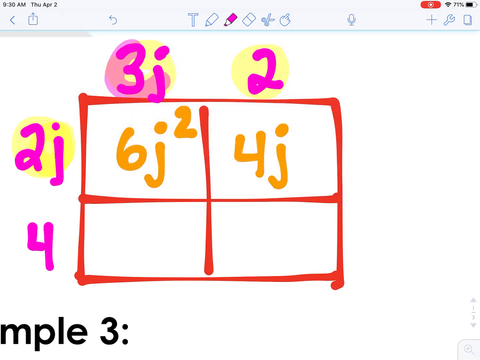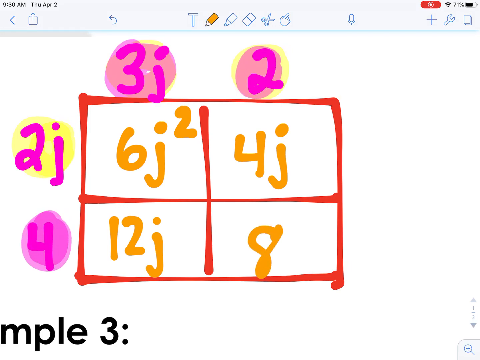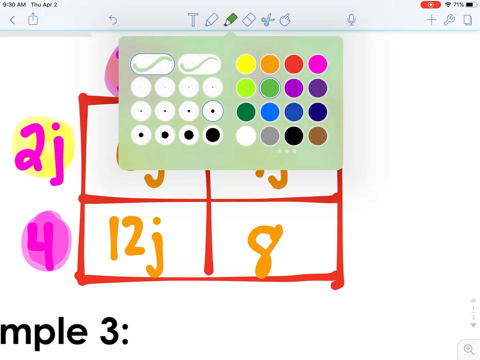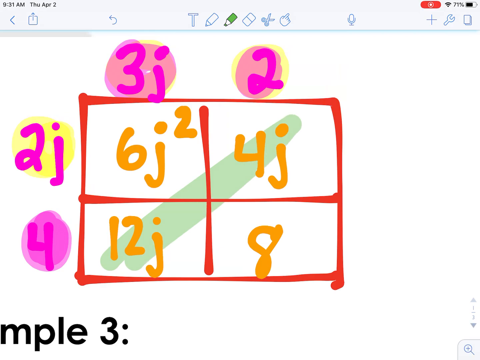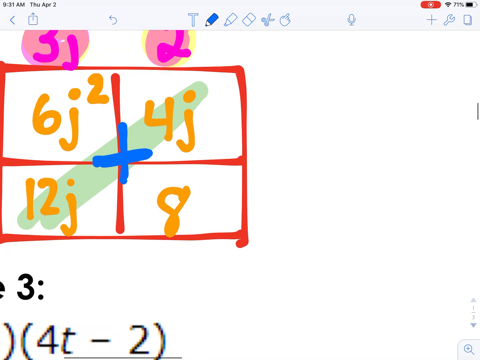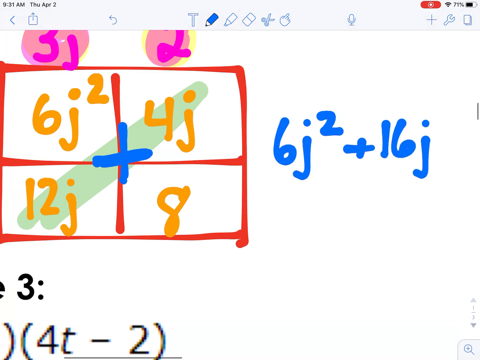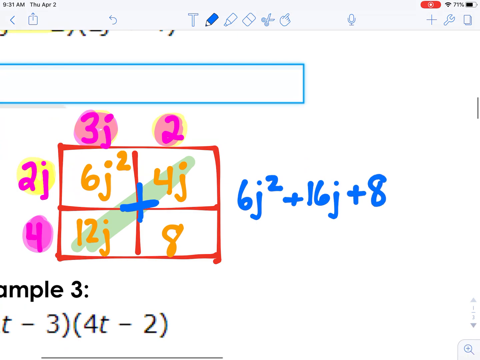And then we're going to multiply 3j times 4. 3 times 4 is 12j. And lastly, 2 times 4 is 8. Once you have the inside set up, we're going to look for our like terms. Our like terms are here along the diagonal, and you're going to add up those like terms. So your final answer is 6j squared. Adding up the like terms of 12j plus 4j is 16j, and then we have plus 8.